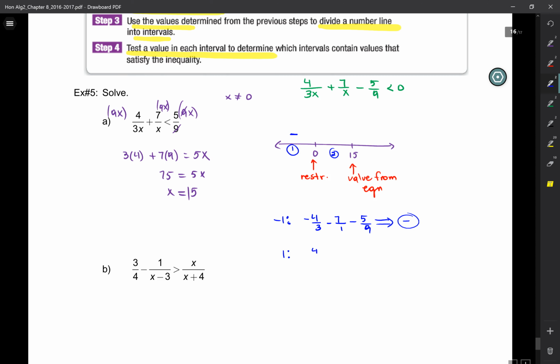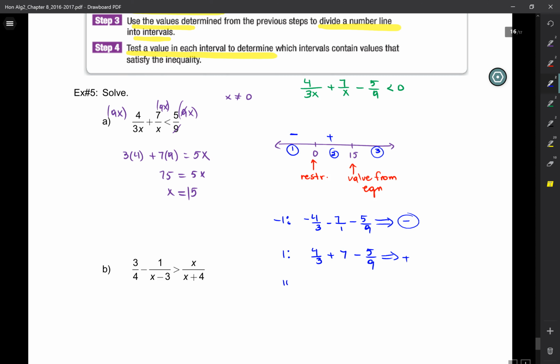So 4 over 3 plus 7 minus 5 over 9. Is that going to be a positive or a negative answer? Positive, so that's going to be positive. And what if I pick a number from region 3?